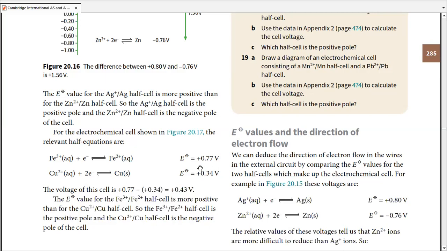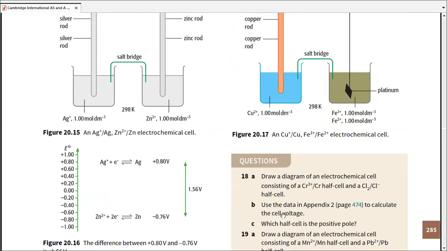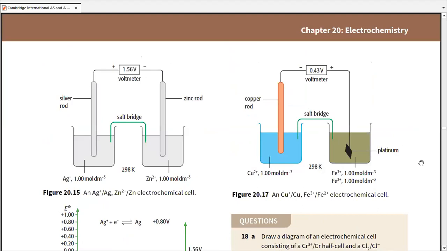How do we do that? The larger positive value is written first, then comes a minus sign, and then the smaller positive value, and we get the voltage of the cell, right? In this case, iron has a larger positive value, so this is the positive pole, and copper having the smaller positive value will be the negative pole. This is the diagram that explains it. Copper rod, copper solution, iron in terms of platinum, and with both the solutions of iron 3 and iron 2. Do we understand this one as well?